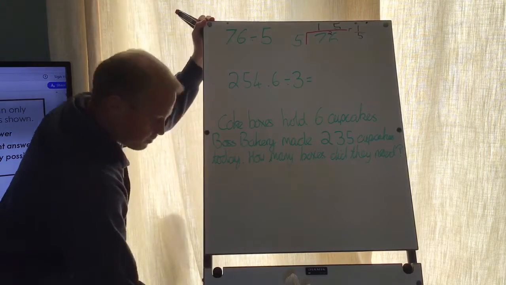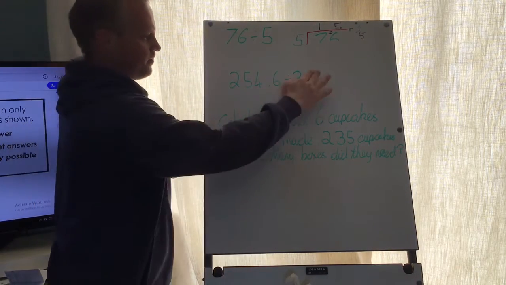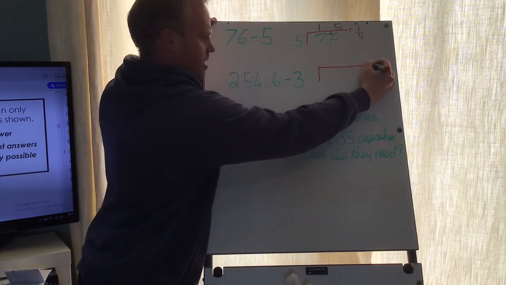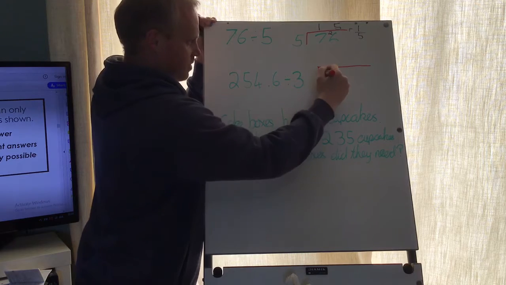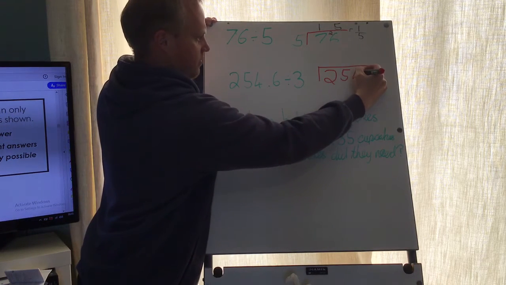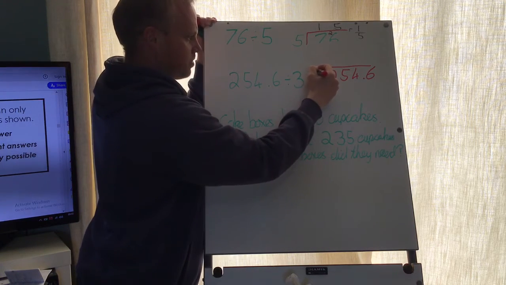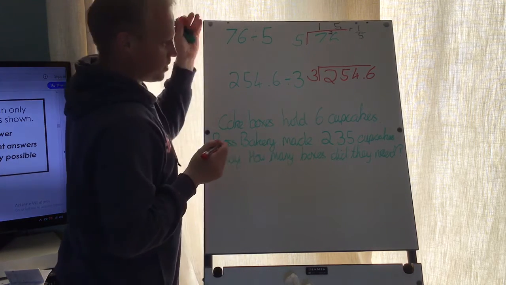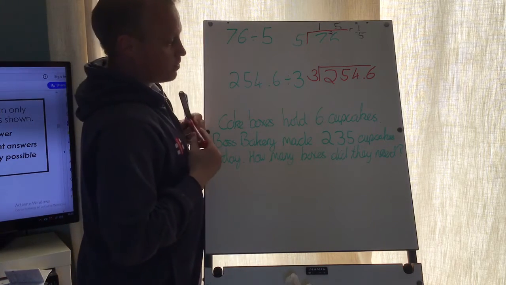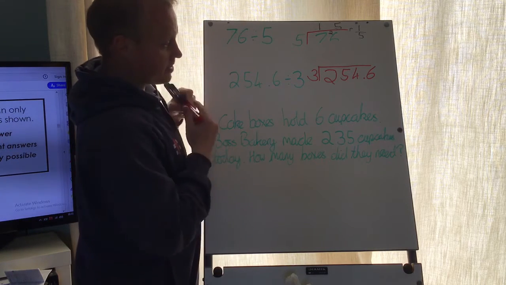The short division process with decimals doesn't change. I'm going to draw my bus stop again. My dividend goes underneath, 254.6, and my divisor goes on the outside of the bus stop. The quotient will go on the answer here. Don't get confused that there is a decimal point. The process is exactly the same.